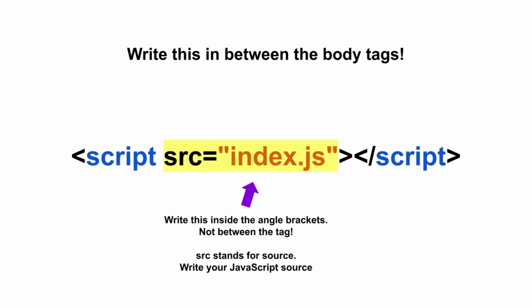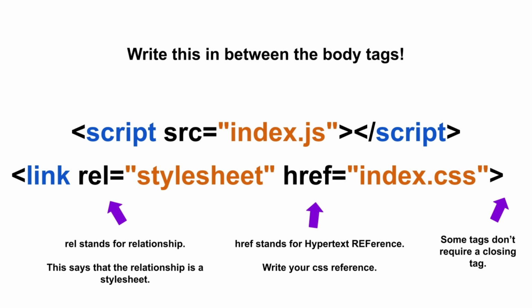Time for our CSS file. On the next line, write link inside a set of angle brackets. We don't need a closing tag. Most tags in HTML are in a pair of open and close tags, but some don't need any closing tags. This is one of them.